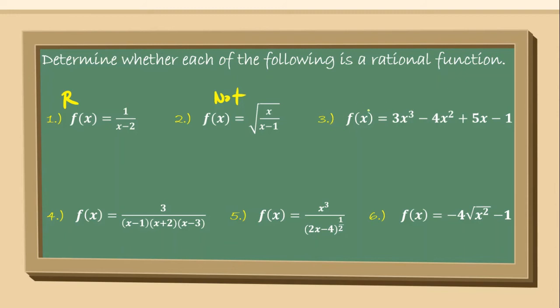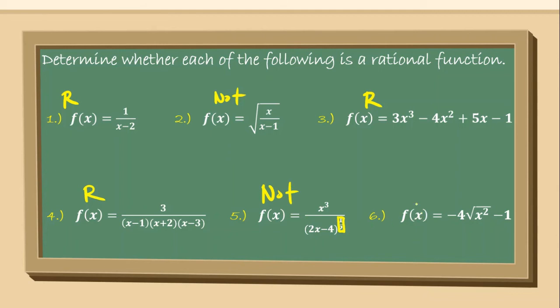Number 3, f of x is equal to 3x cubed minus 4x squared plus 5x minus 1. We have here the denominator of 1, so this is also a rational function. Number 4, f of x is equal to 3 all over x minus 1 times x plus 2 times x minus 3. Rational expression. Number 5, f of x is equal to x cubed all over 2x minus 4 raised to 1/2. We have 1/2 as an exponent, so this is not a rational function.